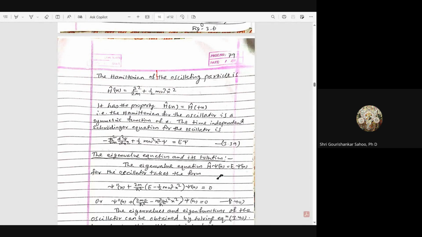Then the Hamiltonian of the oscillating particle is H cap equals p cap square by twice m plus half m omega square x cap square, and it has the property H cap of minus x equals H cap of plus x, that is symmetric. The Hamiltonian of the oscillator is a symmetric function of x, and the time independent Schrodinger equation can be written as minus h cross square by twice m d square psi by dx square plus half m omega square x square psi equals E psi. That is the eigenvalue equation and its solution.